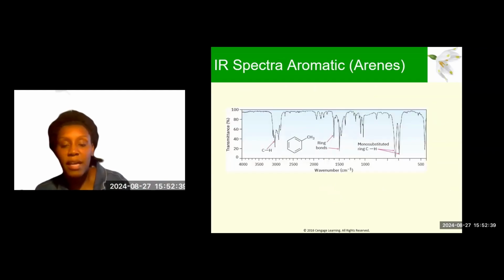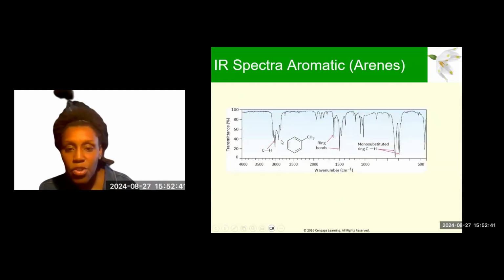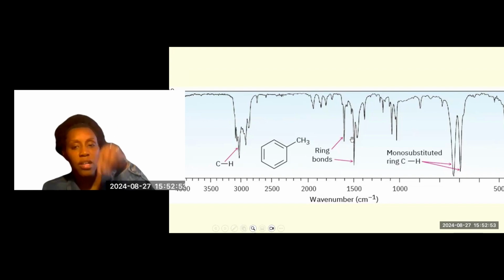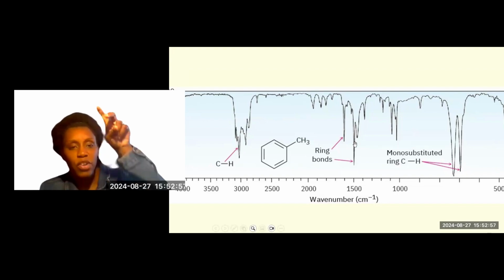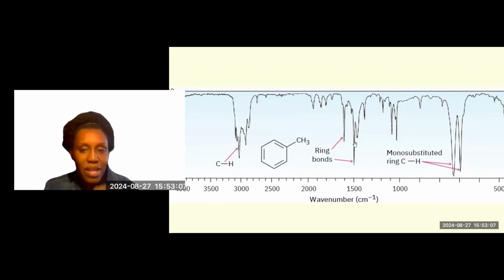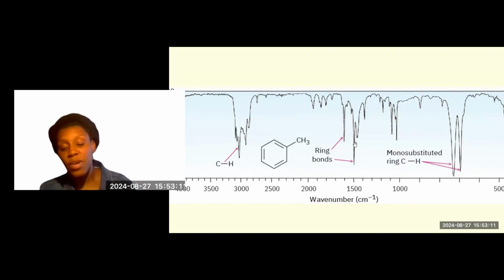So let me show you what that looks like. You do have some carbon hydrogen there, but the main thing that you're looking for is between 1600 and 1400 here. You're going to see what kind of looks like little claws, okay? Whenever you see peaks that look very sharp and thin, and a lot of activity between 1400 and 1600, you think there might be a benzene ring.